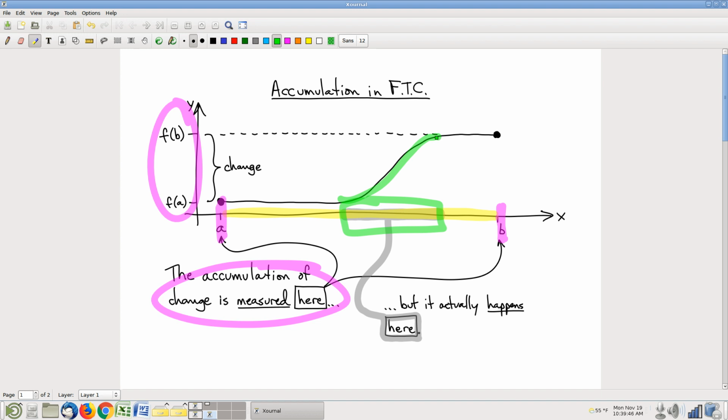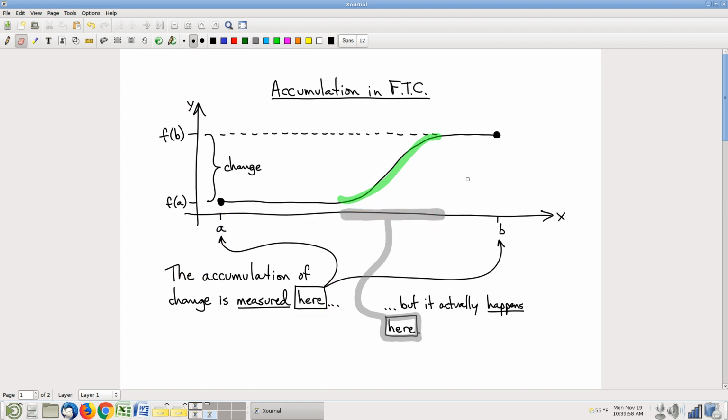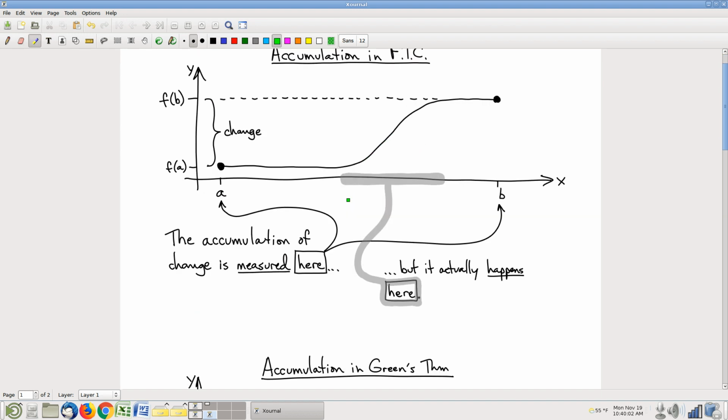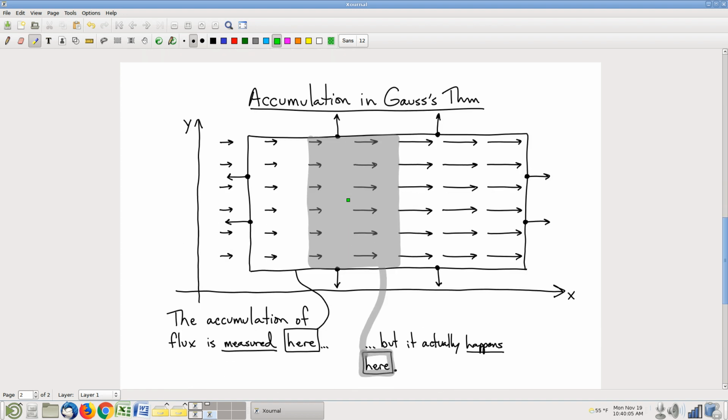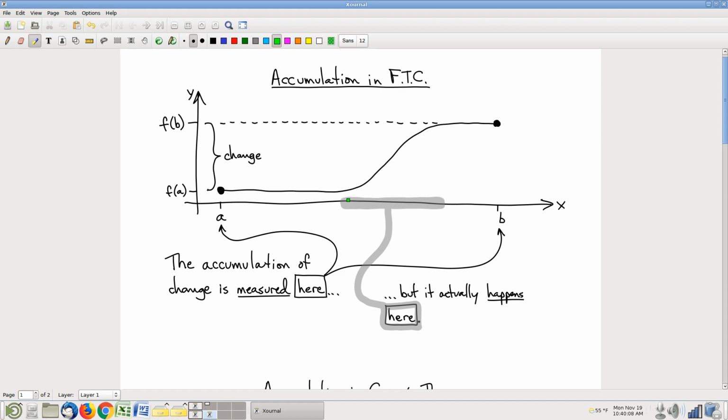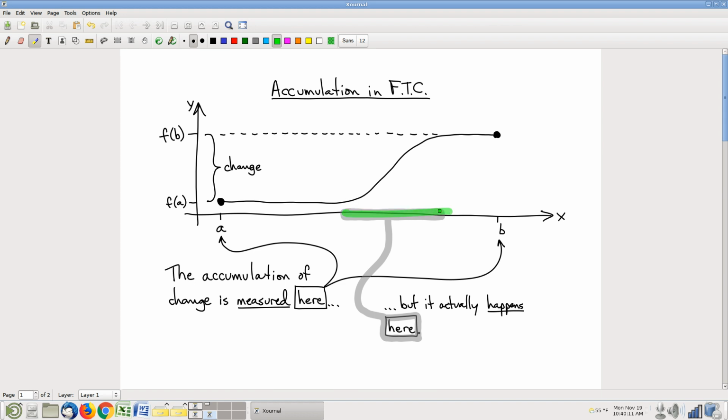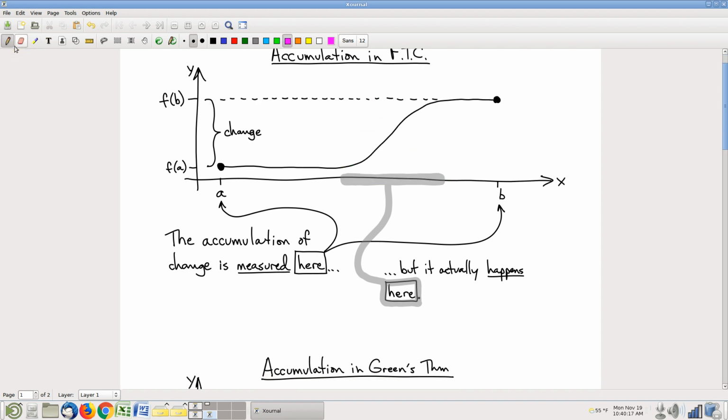Perfectly relatable, right? I mean, again, think about anything that changes in a continuous manner. The change is measured at the endpoints, but it actually happens in the interior. Very literally. Okay. All right. I'm sorry, I got ahead of myself. Not only does the change happen in the interior here, as you can see from the graph, but furthermore, the integrand, right, so we know that change is an integral of f prime. This integrand here, f prime, is a direct indicator of where that change is happening.